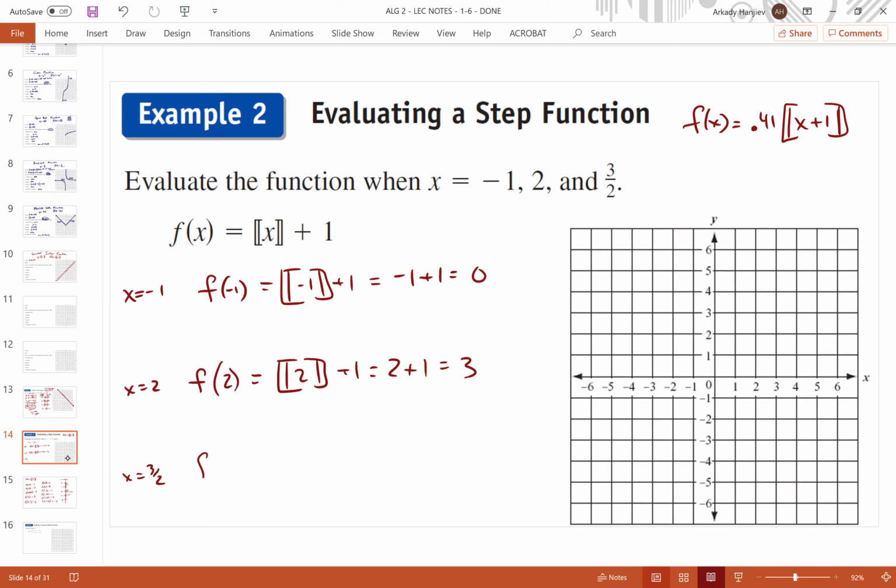Okay, and this one is much easier to write as 1.5, right? 3 halves is the same thing as 1.5. And the greatest integer within 1.5 is just 1, and 1 plus 1 is 2. So you should get answers of 0, 3, and 2. If you did that, you did great.